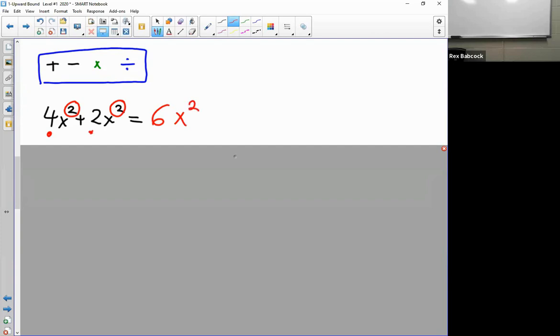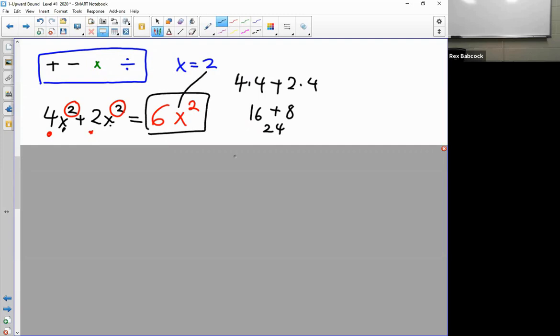Now, when I first saw this, I didn't quite believe that that was true. So I picked a number. I said, okay, I'm going to let x equal 2. I'm going to see if this really works. 2 times 2 is 4. So that's 4 times 4 plus 2 times 2 is 4 times 2. 16 plus 8 is 24. My answer was this. Well, let's put a 2 in there. 2 squared is 4. 6 times 4. Oh my goodness, it actually works. So when you add, the exponents must line up or you don't add.